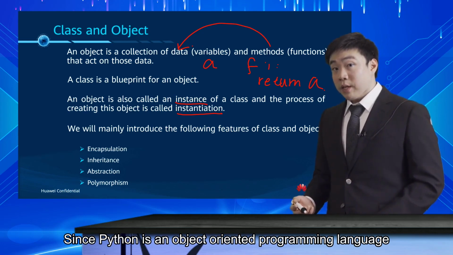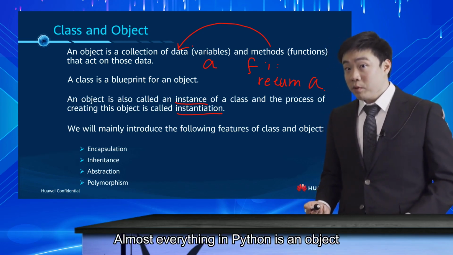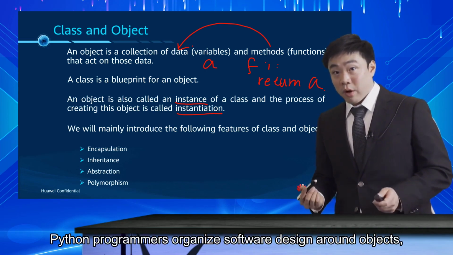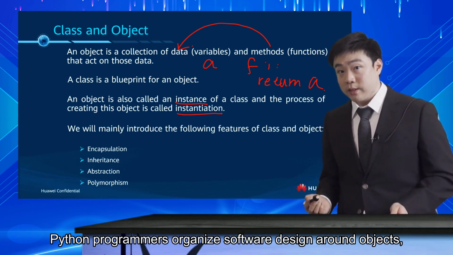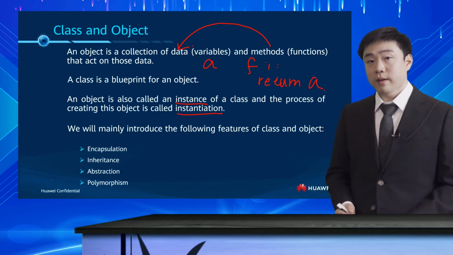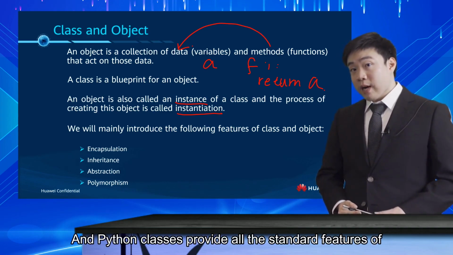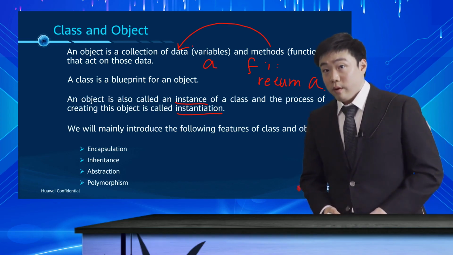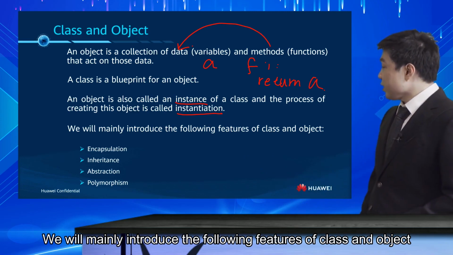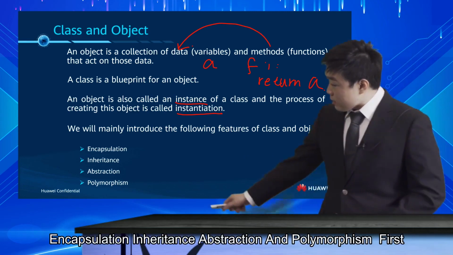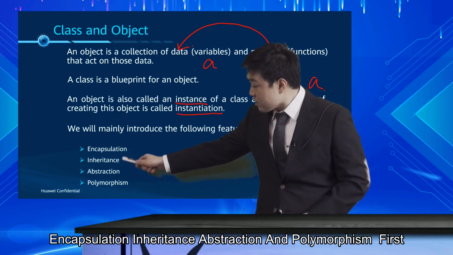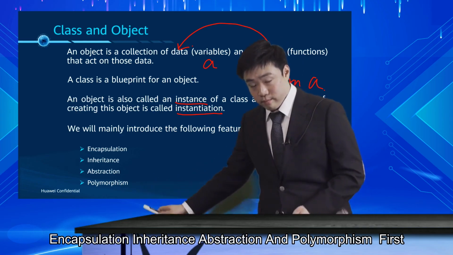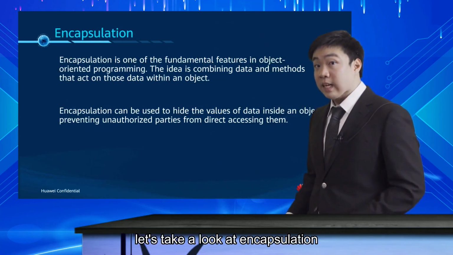Since Python is an object-oriented programming language, almost everything in Python is an object. Python programmers organize software design around objects rather than functions and logic. And Python classes provide all the standard features of object-oriented programming. We will mainly introduce the following features of class and object: encapsulation, inheritance, abstraction, and polymorphism. First, let's take a look at encapsulation.